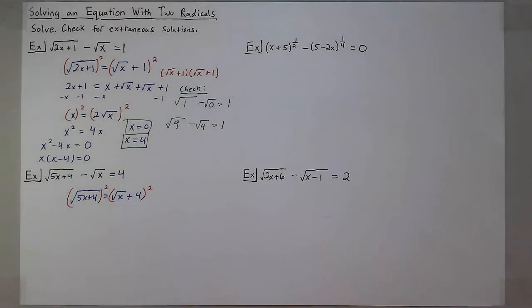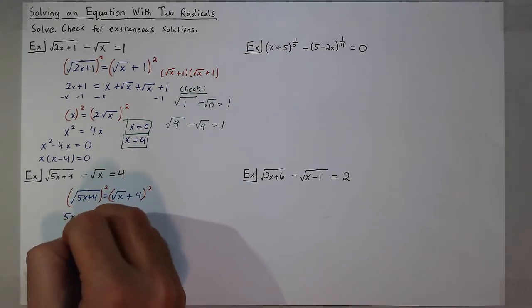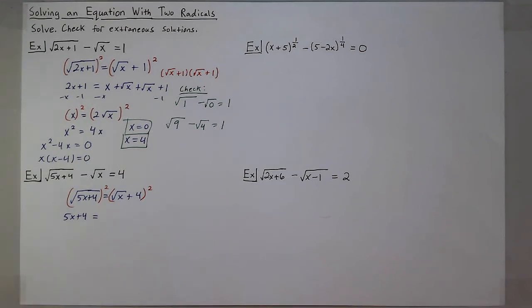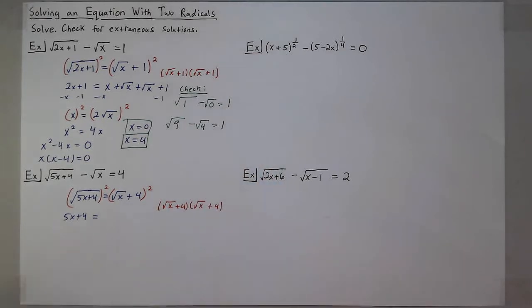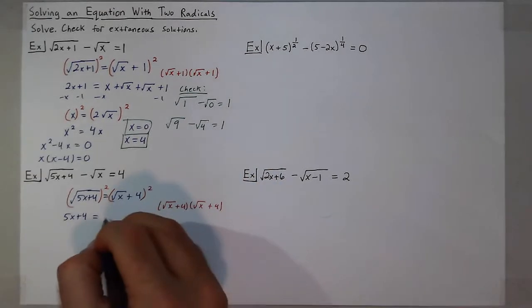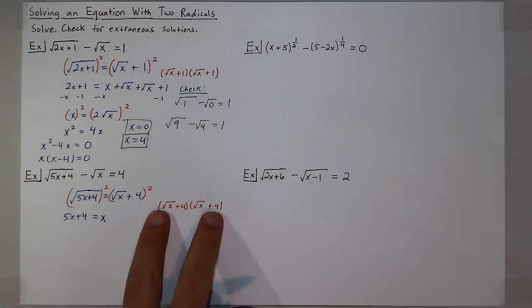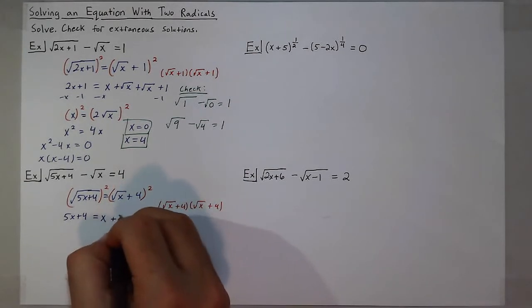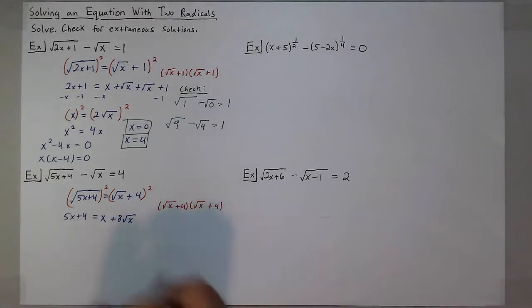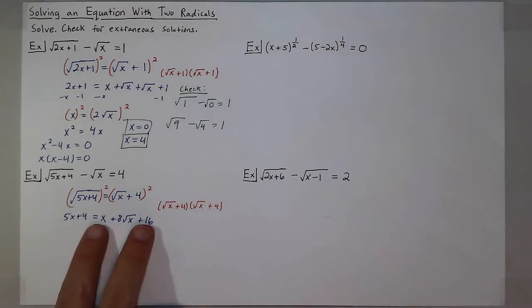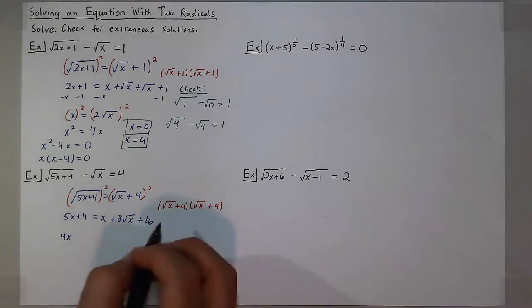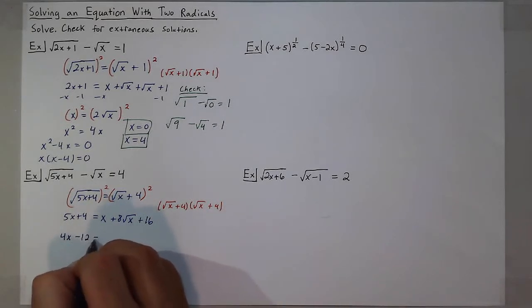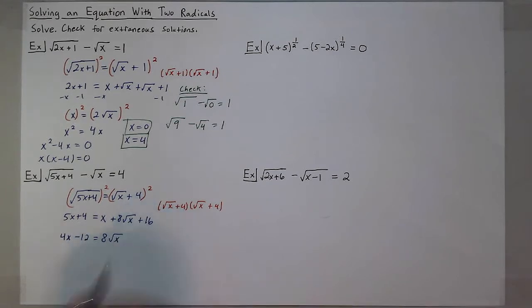So on the left side I have 5x plus 4, but on the right side I'll have to do the square root of x plus 4 times itself, which leaves me with the square root of x times the square root of x, which is x, then 4 square roots of x plus 4 square roots of x, which is 8 square roots of x, and then 4 times 4, which is 16. Now I'll isolate this radical by subtracting x and subtracting 16, giving me 4x minus 12 equals 8 square roots of x.